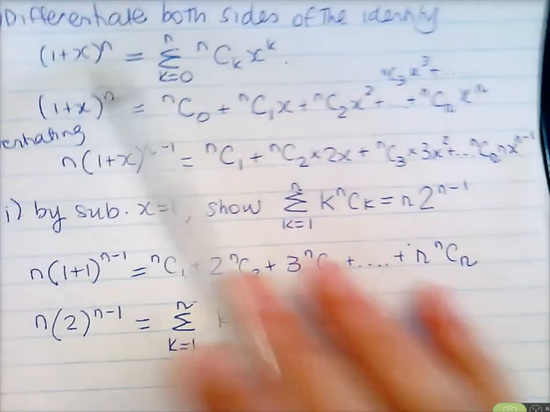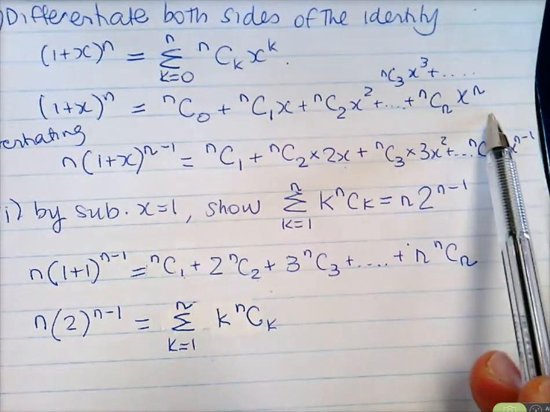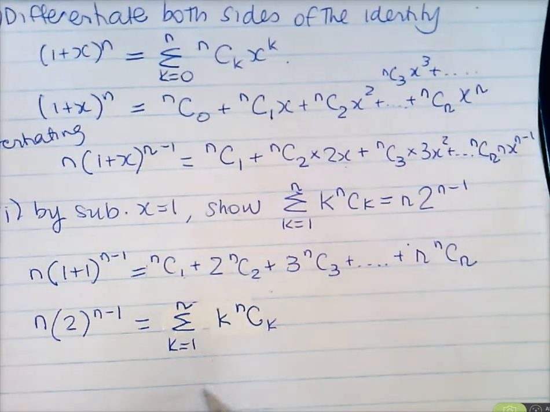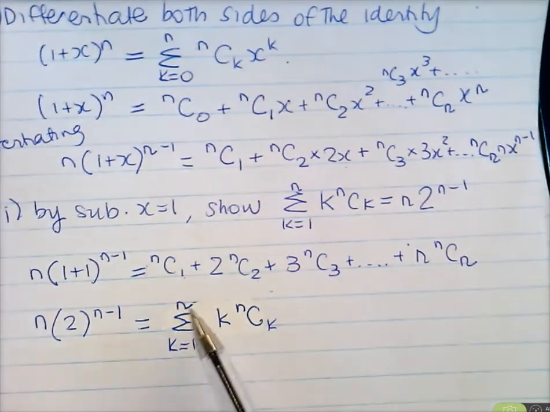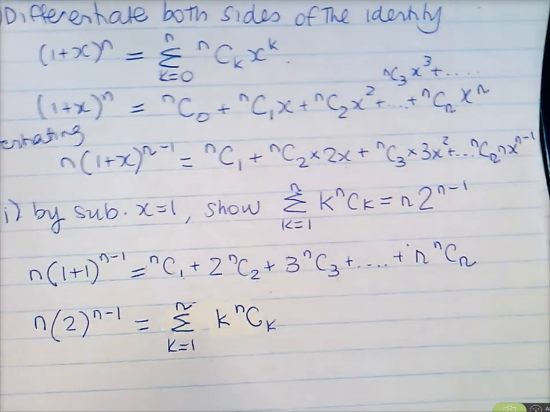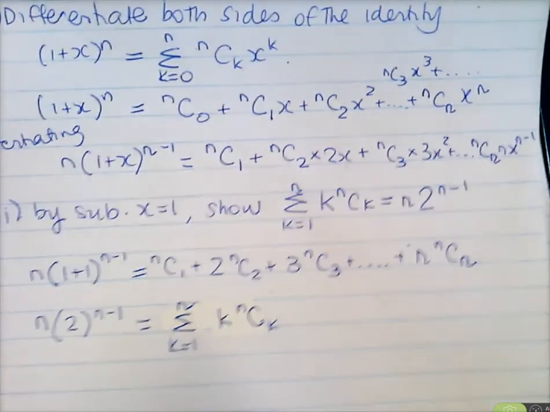So the trick here is when it's in this format, I would expand it first, then I'd differentiate it, and then I'd put it back into that format so that you get the first and the last terms correct, whichever k value it happens to be.